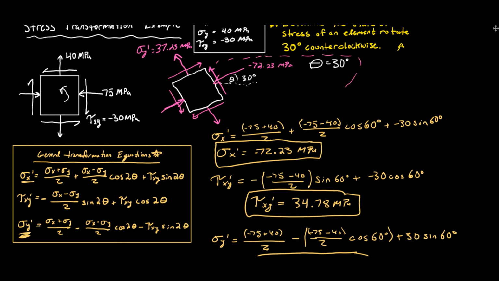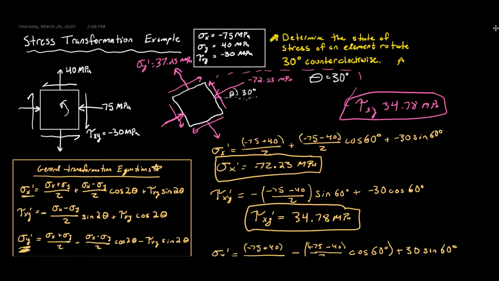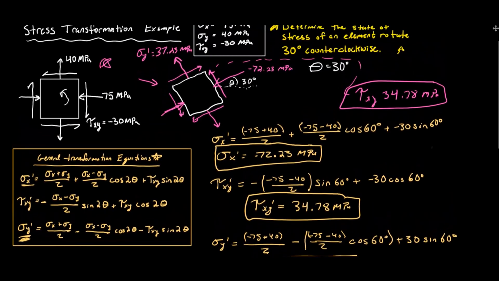I'll just write it over here. We have a tau xy prime of 34.78 megapascals. And that's how we do our stress transformation. We went from this, rotated it, and went to this new element, and we can write out what those new stresses are using the equations.